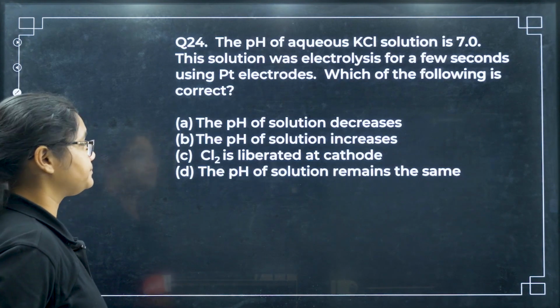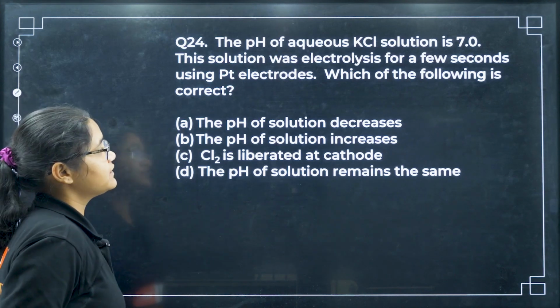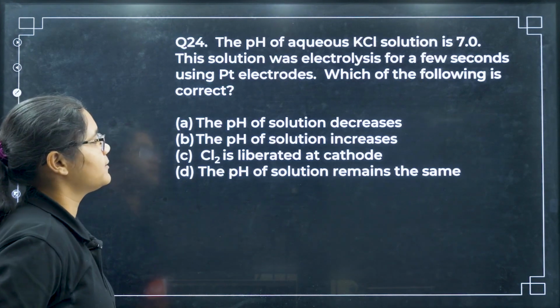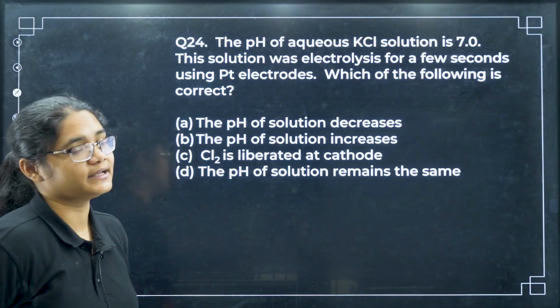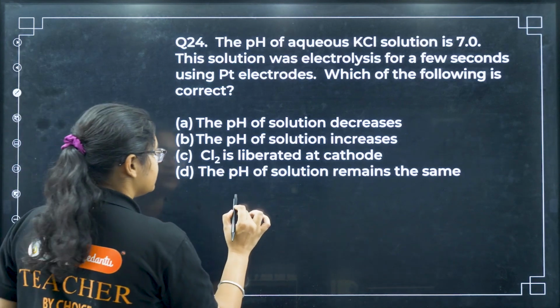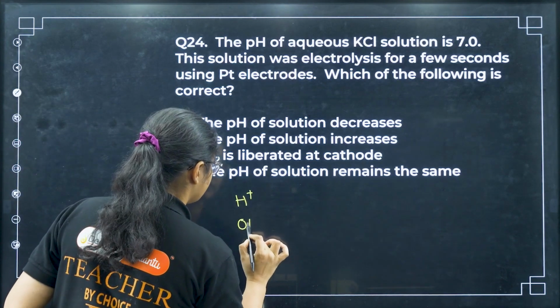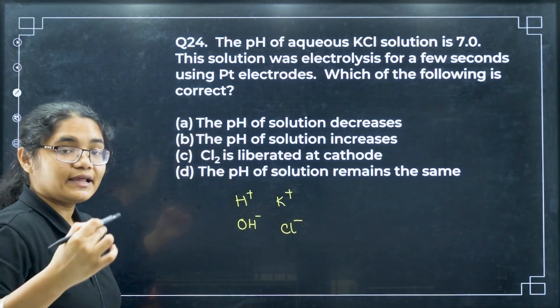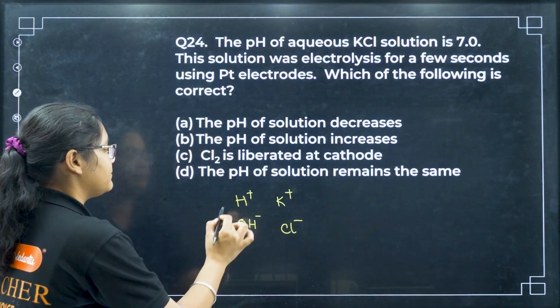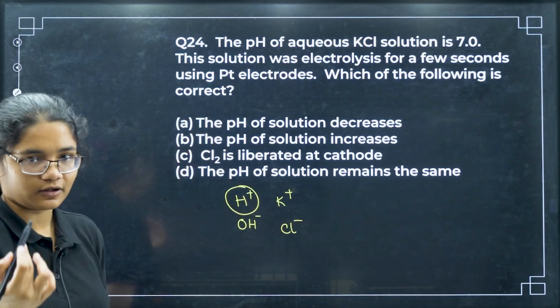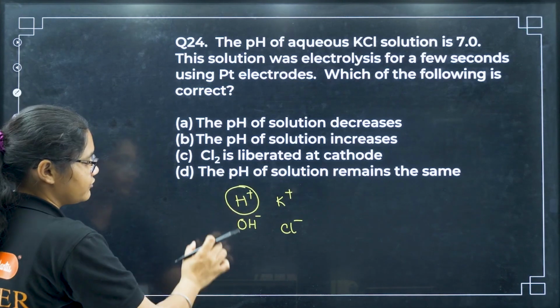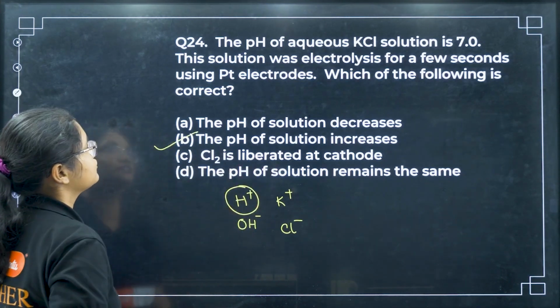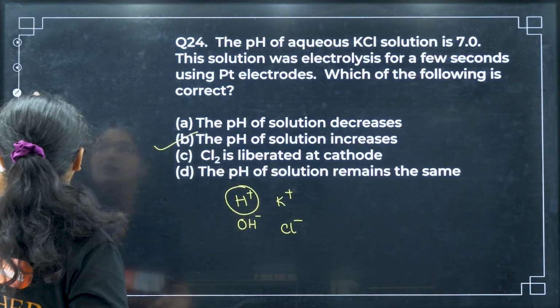Okay. Next, the pH of aqueous KCl solution is 7.0. The solution was electrolyzed for a few seconds using platinum electrodes. Which of the following is correct? Now if you have aqueous solution, you will have H plus, OH minus, K plus and Cl minus. When the electricity is passed, what will happen? This H plus will get reduced, H plus concentration will decrease, so pH of the solution will increase.